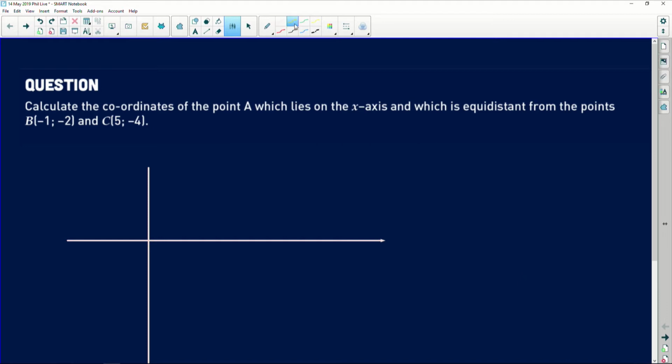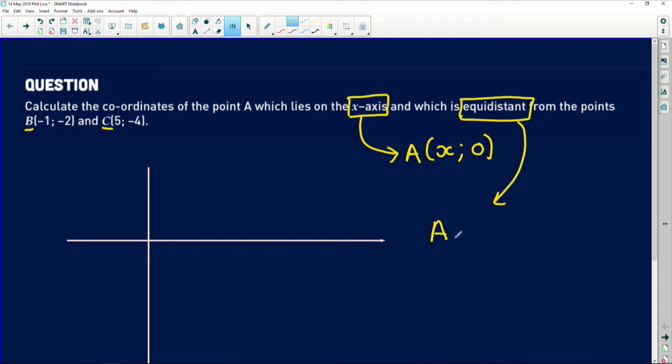Okay. So the first things that should jump out at you in this love letter, guys, x-axis means that A has some unknown x value to it, but its y value is 0 because it's lying somewhere along this x-axis, y equals 0. Secondly, it says that A is equidistant from both B and C. That means that the distance from A to B is equal to the distance from A to C.